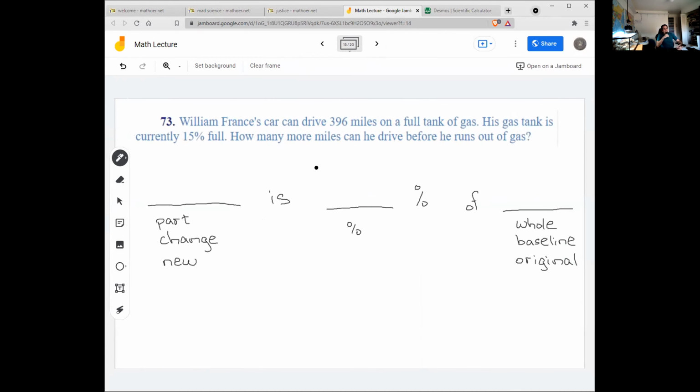So what numbers fill in the blank for this problem? The whole would be the 396 miles. And obviously the 15% is the percent. Yep, the percent's usually the easy one. And then the thing we don't know, we'll just put what. So we're really asking, what is 15% of 396?